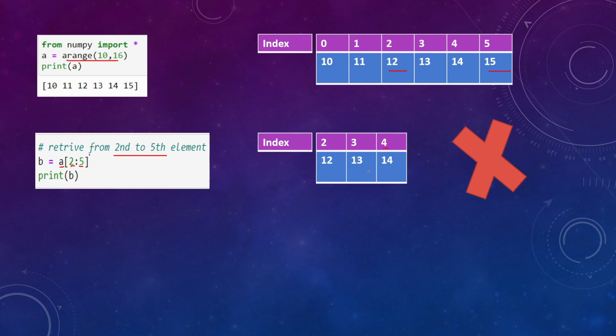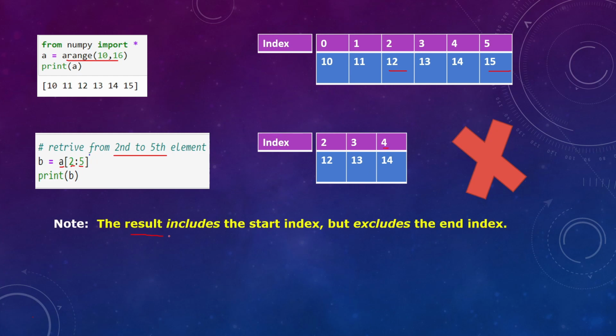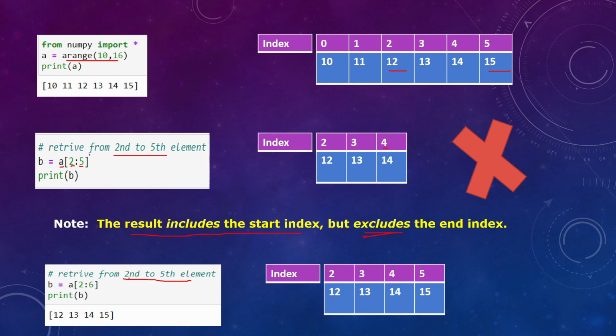Why is it so? Because always note the result includes the start index but excludes the end index. Whatever we mention as the end index, it will not include that in the original result. Now if we want to get the fifth element also in our result, we want to add 1 to the end index.